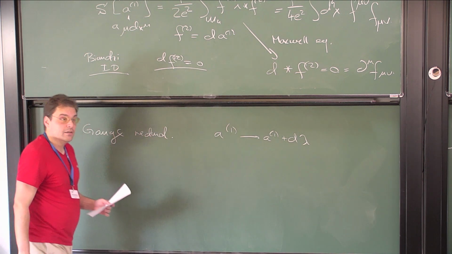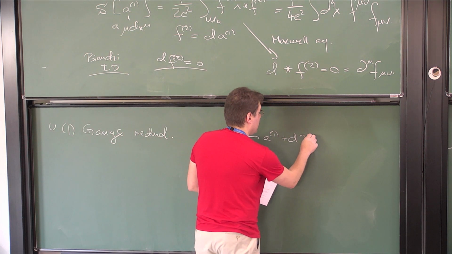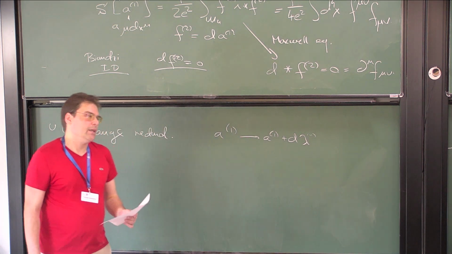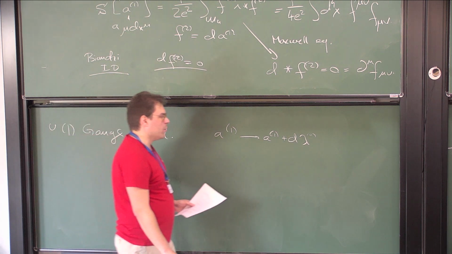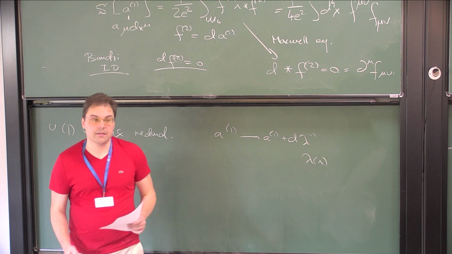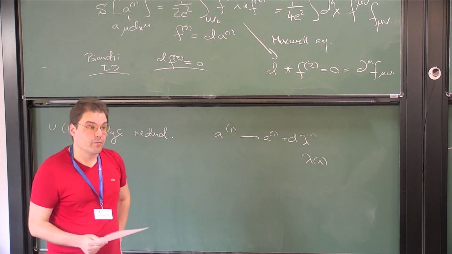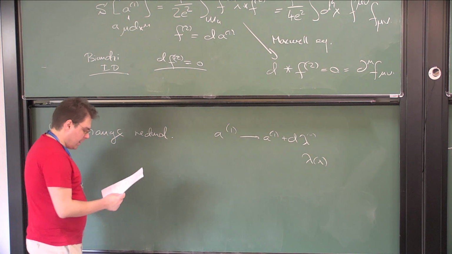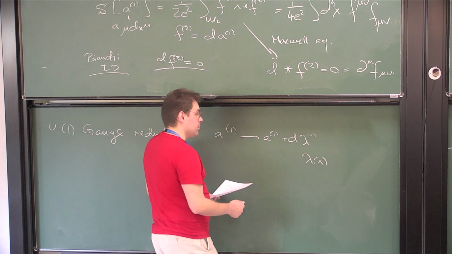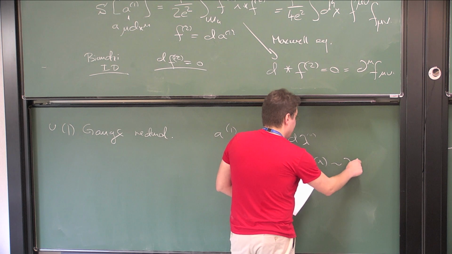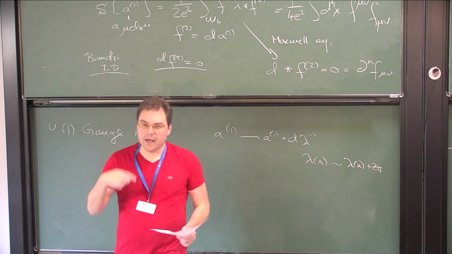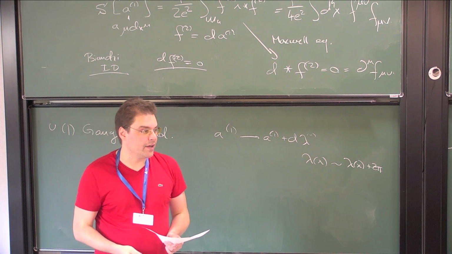Shifts A by d lambda. And this lambda doesn't have any form indices. So it's a quote-unquote function of space-time if you write it out, but it's not really a function because it itself has non-trivial transformation rules. Instead, it's a circle-valued parameter. One way of describing it is that you identify the target of lambda by 2 pi, so that it's a circle-valued function of space-time.